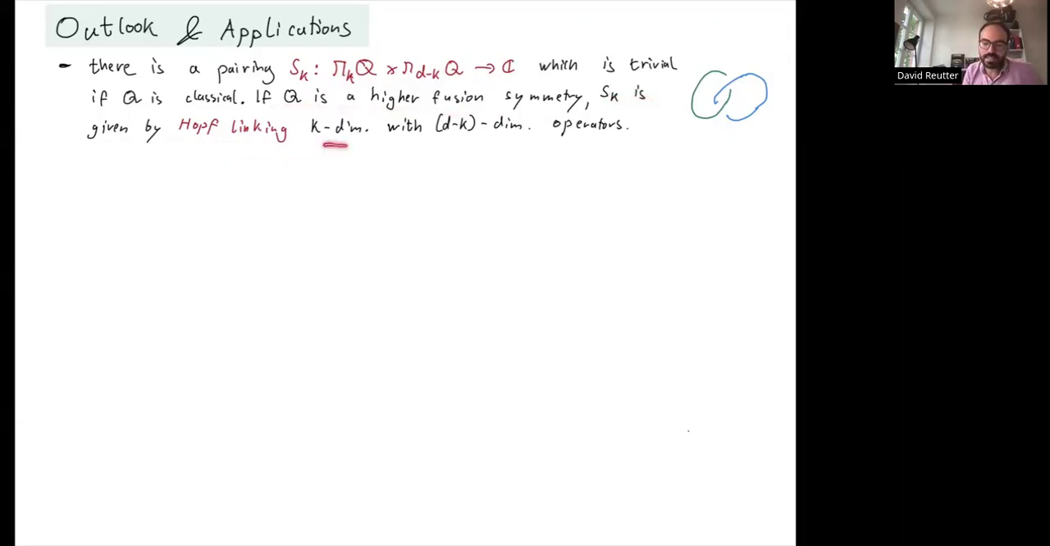It's given by Hopf linking k-dimensional with d minus k-dimensional operators. So again, for a braided fusion 1-category, it looks like this, and in higher dimensions, you have to Hopf link the right pairing of dimensions where you can form a Hopf link.